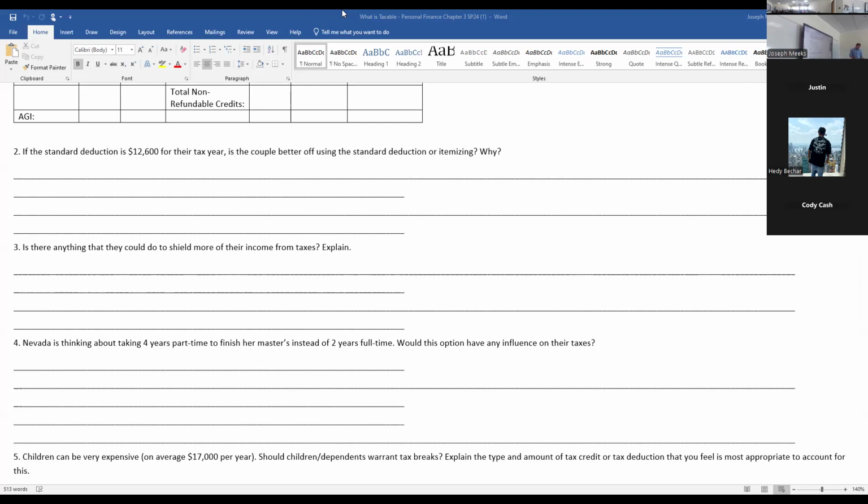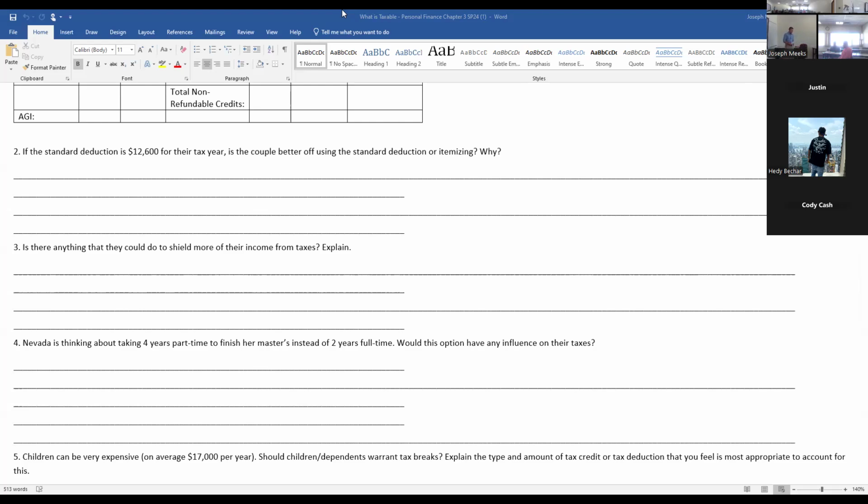Okay, number 5, children can be very expensive. Yes, they can. Should children and dependents warrant tax breaks? Should you get tax breaks for kids? Yeah, why? Because they're expensive. It's hard enough to pay taxes. Right. And the child tax credit is refundable, so if you don't owe as much in taxes as you're getting in that credit, you're going to get a refund check. Right, it is fully refundable, so you get that money no matter what.